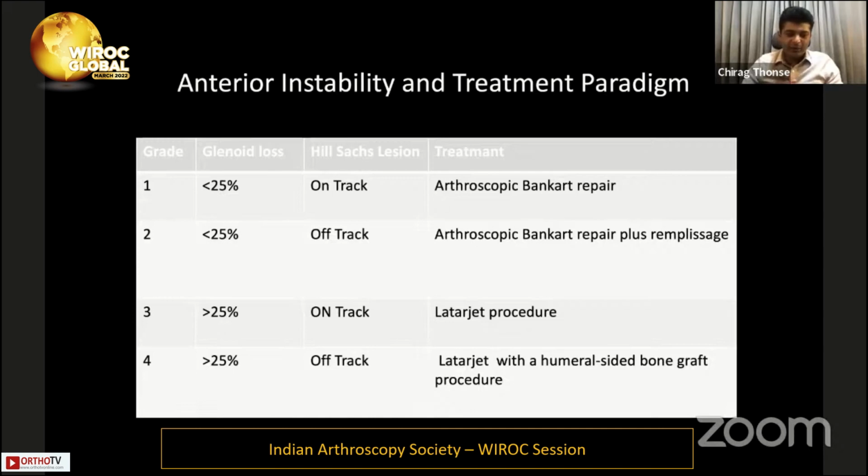If the glenoid bone defect is more than 25%, and it's an on-track lesion, one would go ahead and do a Latarjet procedure. Whereas if the glenoid bone loss is more than 25%, and it's an off-track lesion, one would definitely consider a Latarjet with a humeral side bone graft procedure.